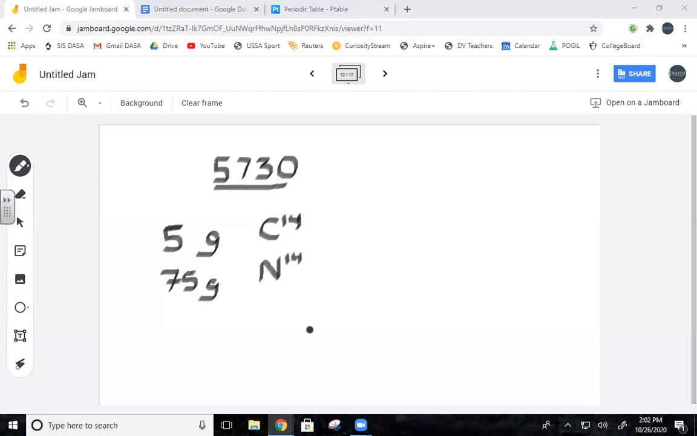How old is it? Oh, we're trying to figure out the age. Okay. Figure out the age.